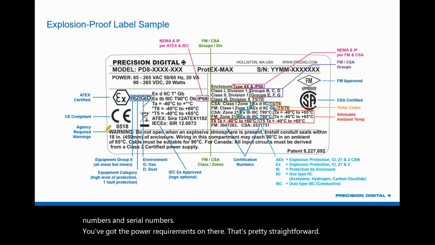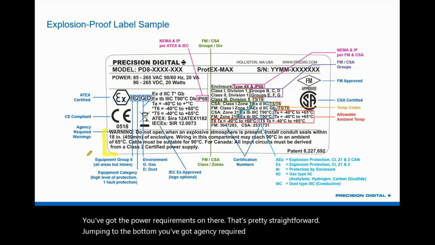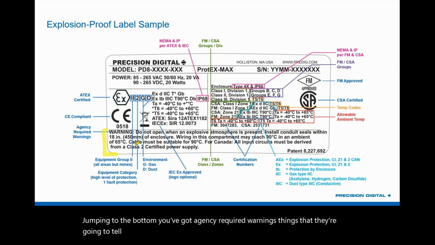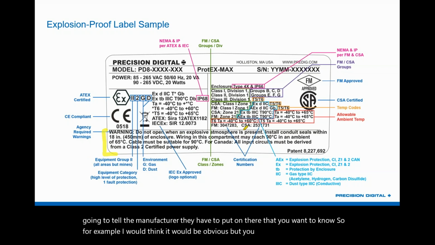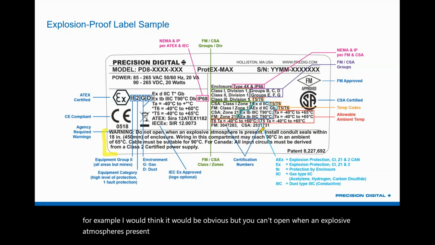Jumping to the bottom, you've got agency required warnings, things that they're going to tell the manufacturer they have to put on there that you want to know. I would think it would be obvious, but you can't open it when an explosive atmosphere is present. This is an explosion-proof product, remember? You could unscrew that lid and, well, you just destroyed your protection method.